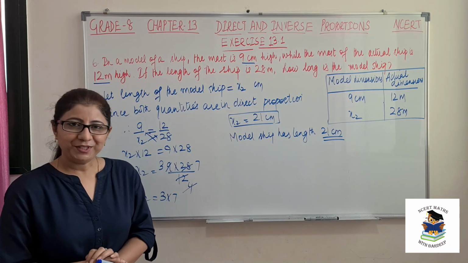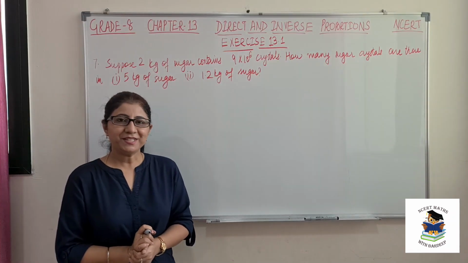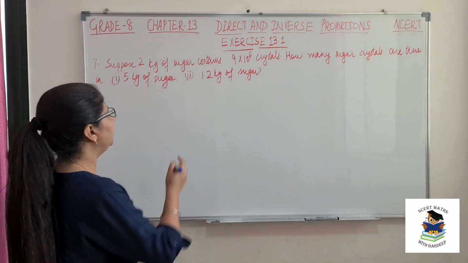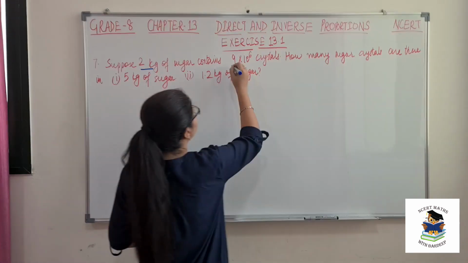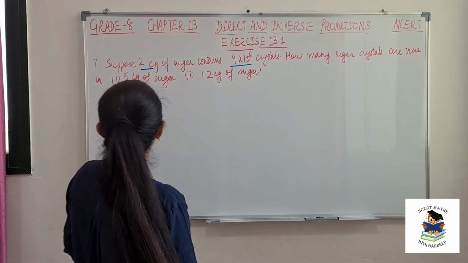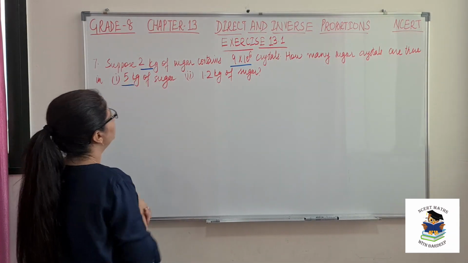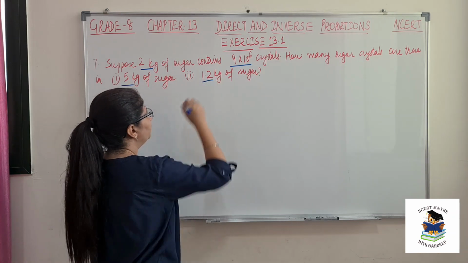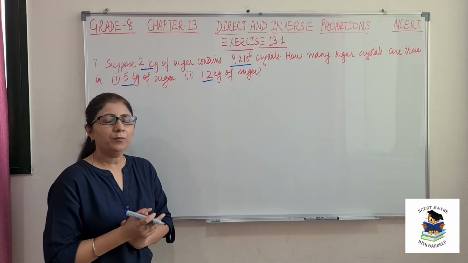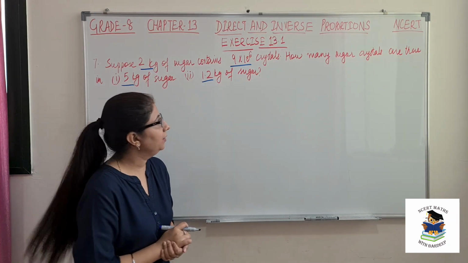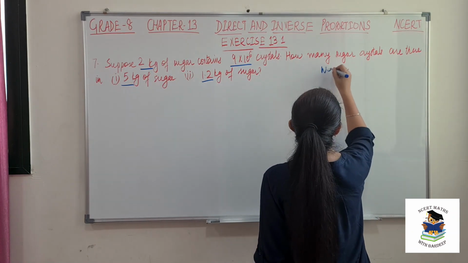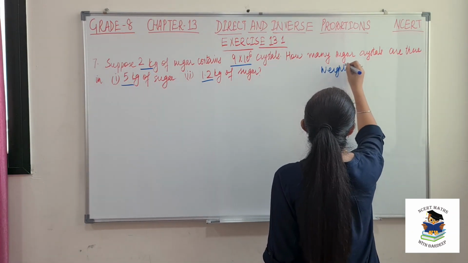Now let's move on to the next question. So let's see our seventh question. Suppose 2 kg of sugar contains 9 into 10 raised to power 6 crystals. How many sugar crystals are there in 5 kg of sugar and 1.2 kg of sugar? So we have to find the number of crystals for two different values. Let's first write here. Here it is weight of sugar as our one quantity.